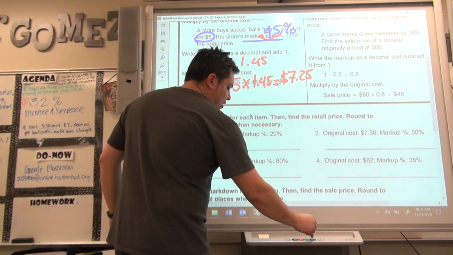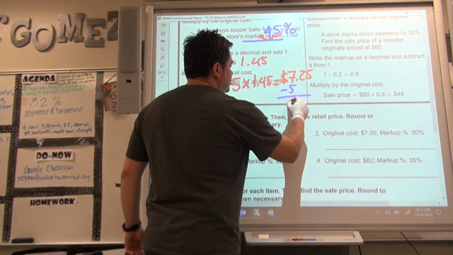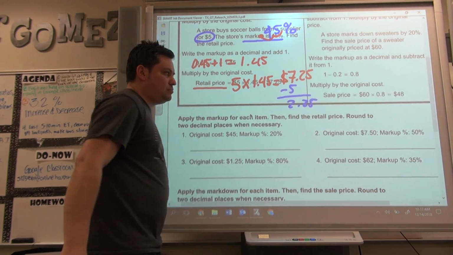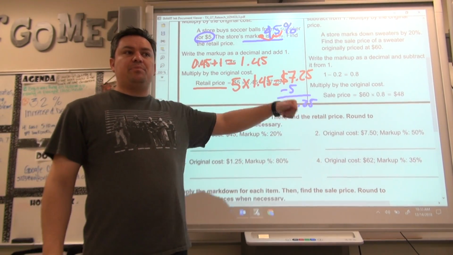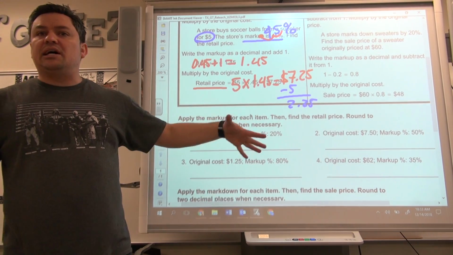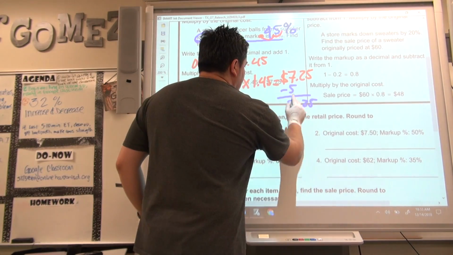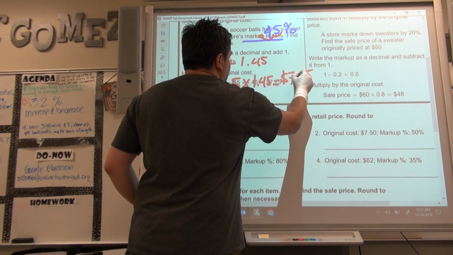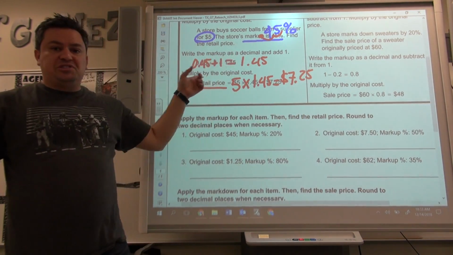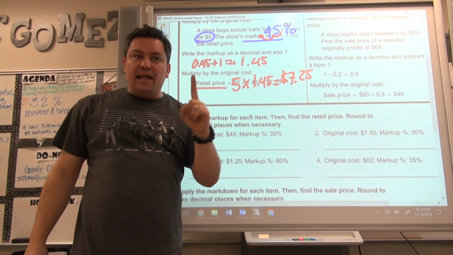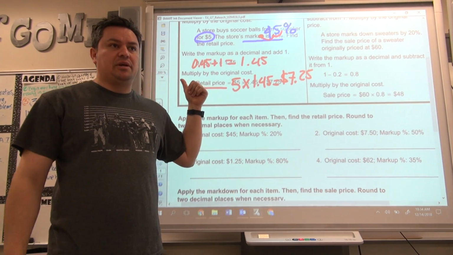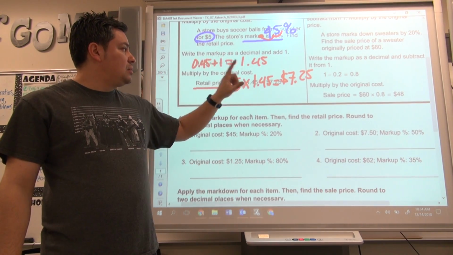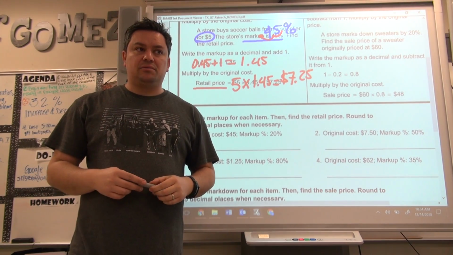How do you find the profit? Subtract the original amount, so it's $2.25. They're not asking for that yet, but in case they do, that's how you find the profit. Now again, to find the markup, convert the percent to decimal, add 1 to it, or just put a 1 in front of it, and then multiply times the original amount.